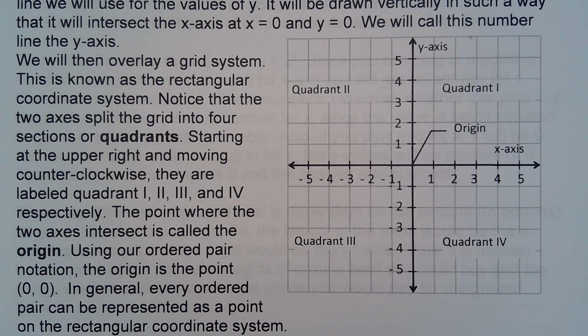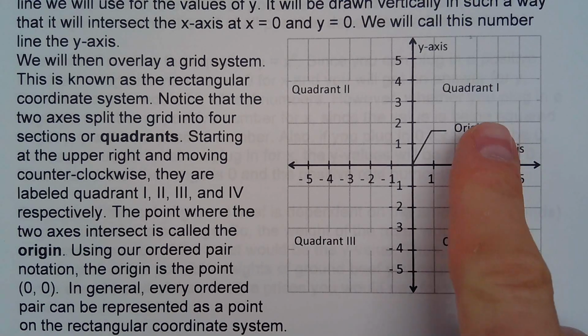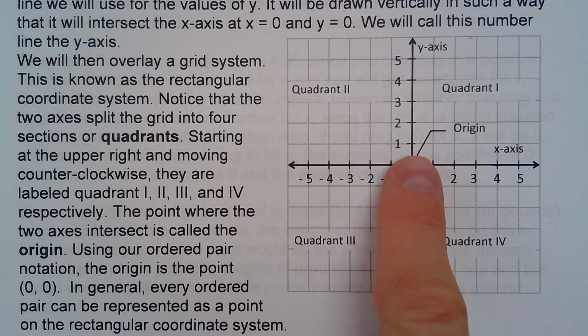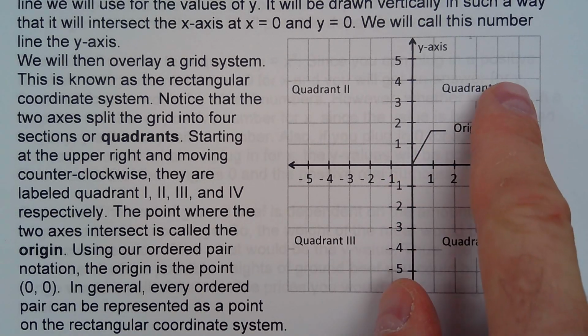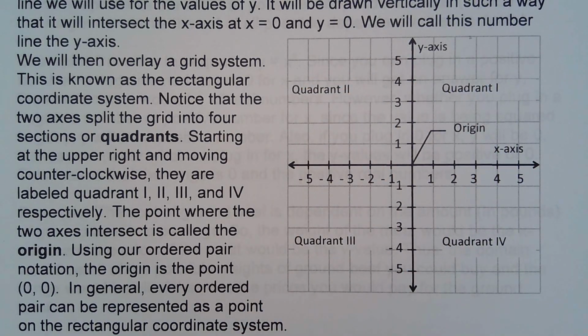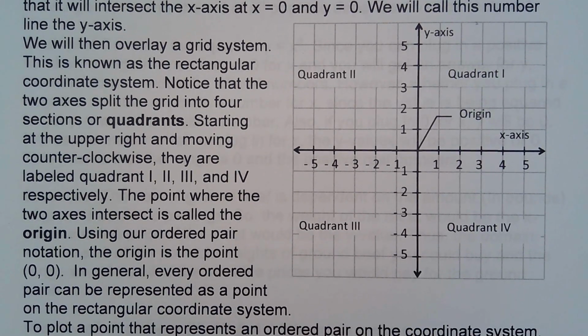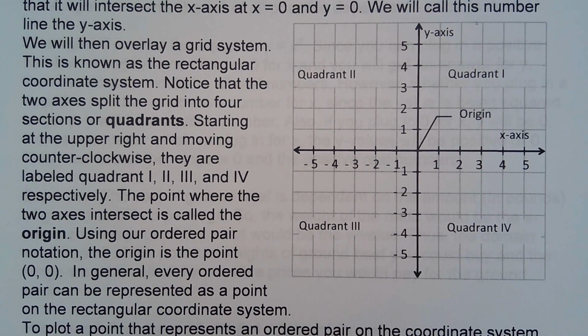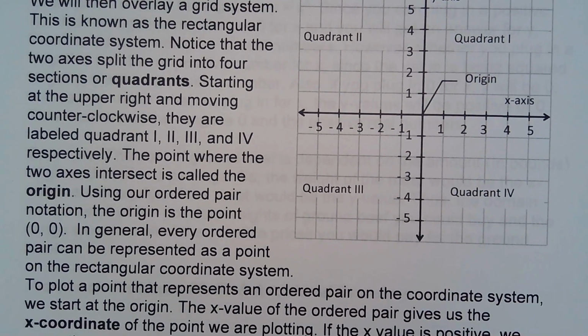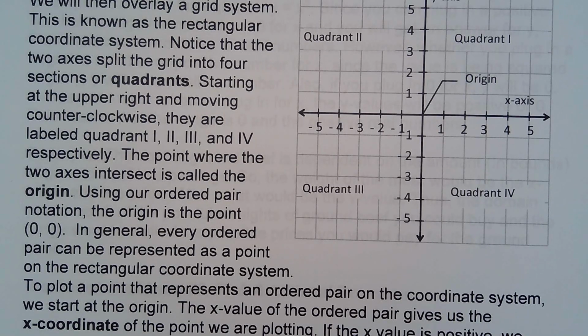Notice that the two axes split the grid into 4 sections or quadrants. Starting at the upper right and moving counterclockwise, they are labeled quadrants 1, 2, 3, and 4. So here's my x-axis, here's my y-axis, there's the origin, 0, 0, and here are my quadrants, quadrant 1, 2, 3, and 4. Using our ordered pair notation, the origin is the point 0, 0. In general, every ordered pair can be represented as a point on a rectangular coordinate system.